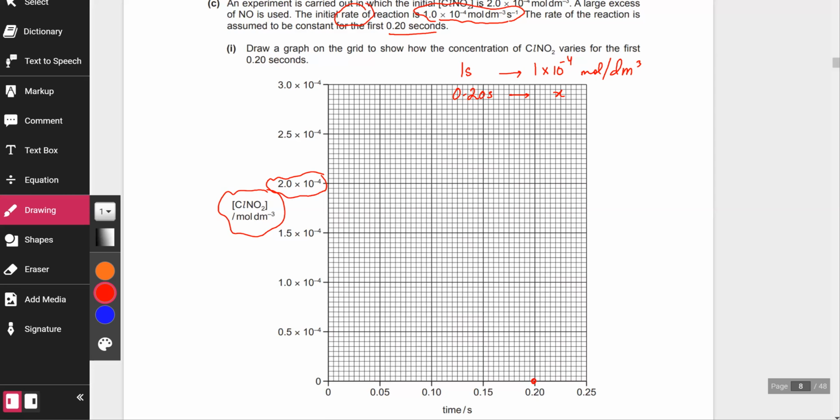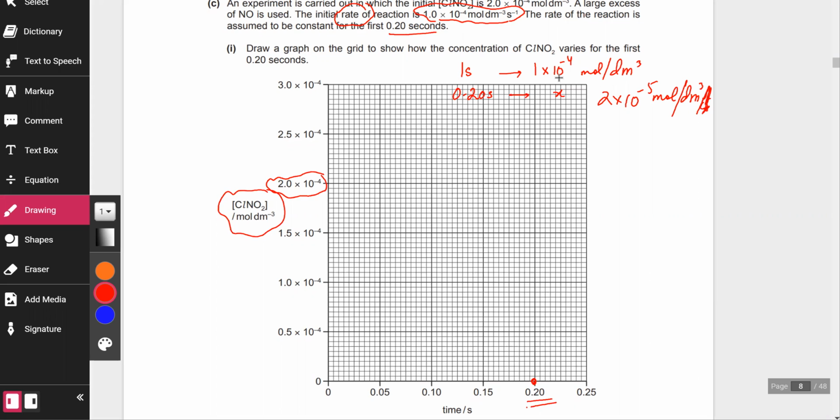that at the 0.2 second mark, this is the 0.2 second mark, the concentration should decrease by how much? It should decrease by 2 times 10 power minus 5 mole per dm cube per second. Okay, so try and understand the two ways of doing this. Either you can sketch the gradient, or you can simply use ratios that the rate is given. That means that every second, 1 times 10 power minus 4 mole per dm cube decreases.